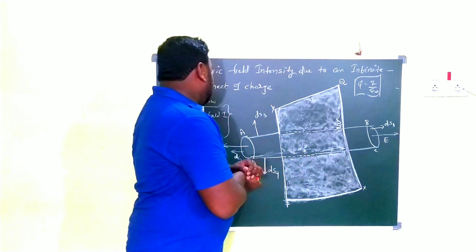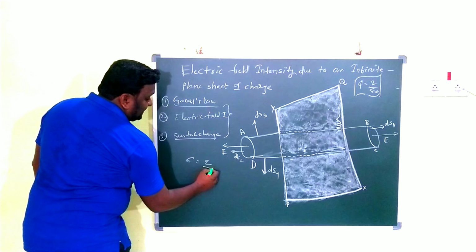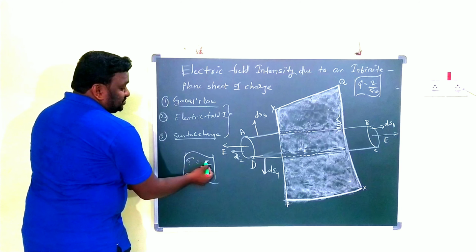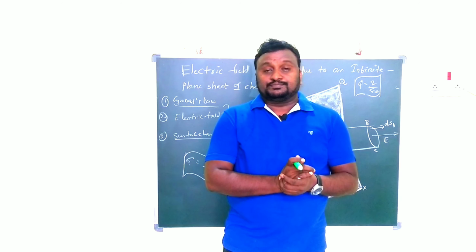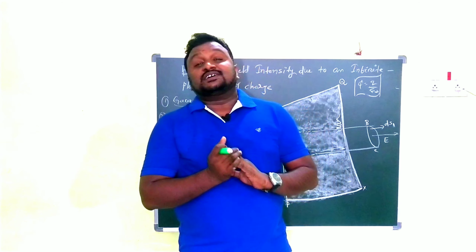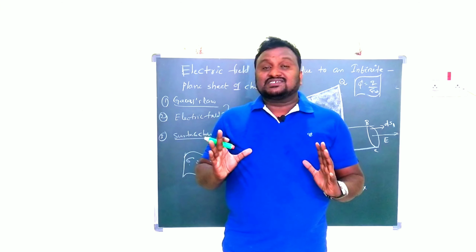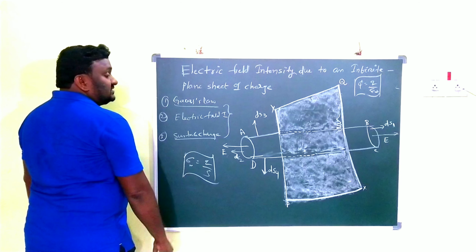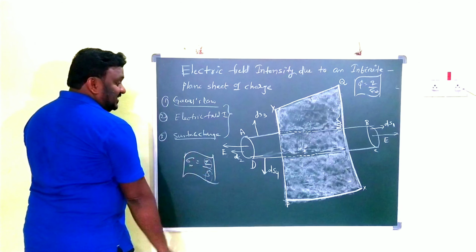The second thing is surface charge density. Sigma is equal to Q by S. The charge available in a particular surface area is called surface charge density. It is shown with the letter sigma, where Q is the charge and S is the surface area.